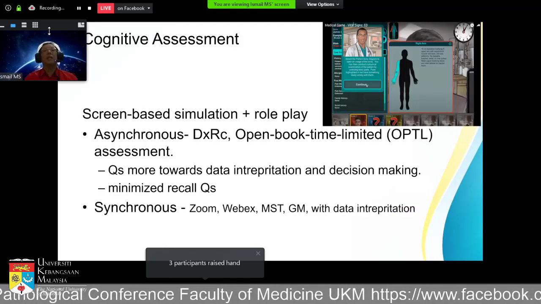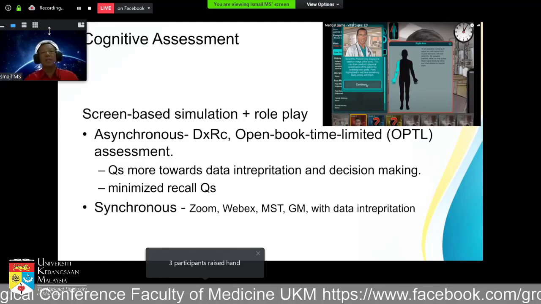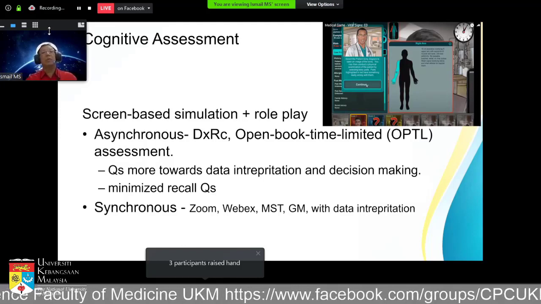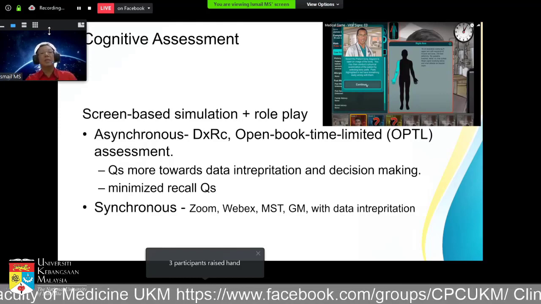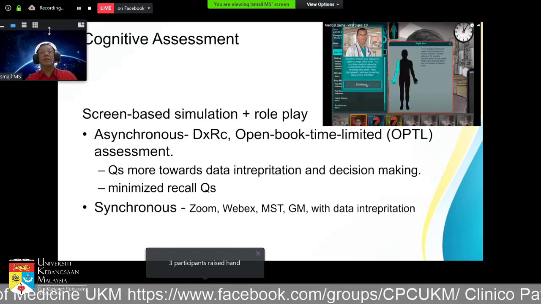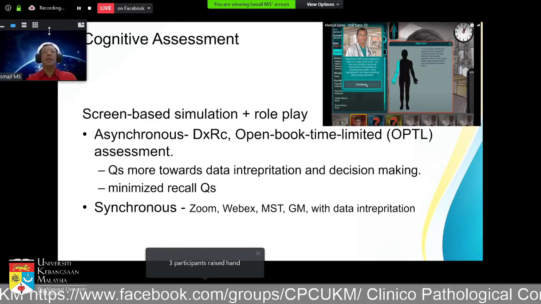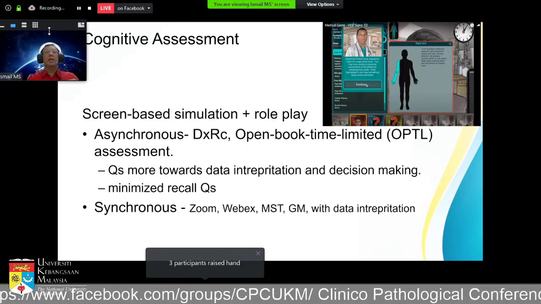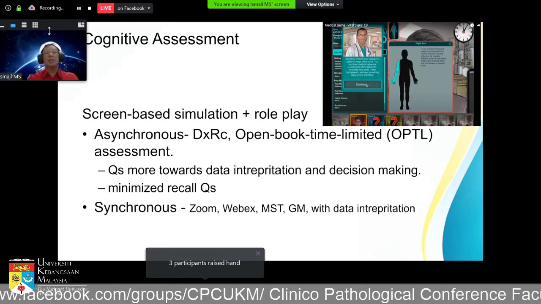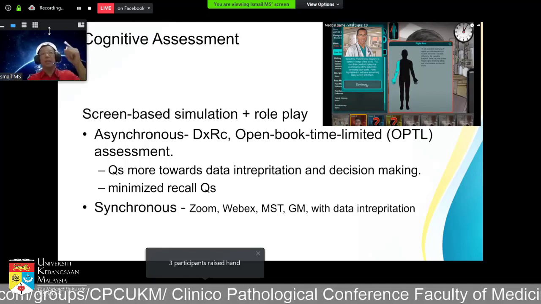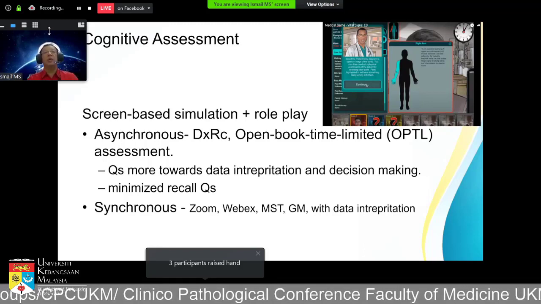In terms of cognitive assessment, okay, just now I was teaching is assessment. We can use a screen-based simulation or role play. Again, we can do asynchronous in terms of the DXR Clinician. This is where if you use the DXR Clinician program, they can basically score the patient and score the student. And I think Prof. Adnan has showed you just now who did excellently and who did actually quite poor.